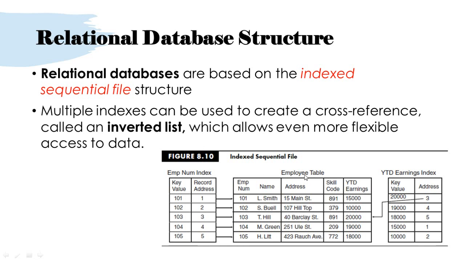The inverted list here is the employee table, and there are two indexes here, the EMP num index and the YTD earnings index. Multiple indexes can be used, yes, like this. The key value here can be any key value, something like that. So it becomes the inverted list.